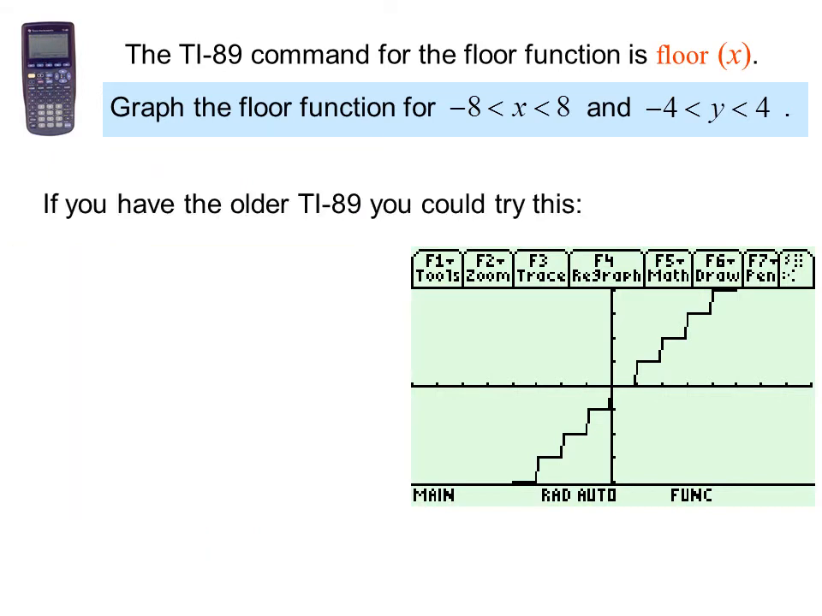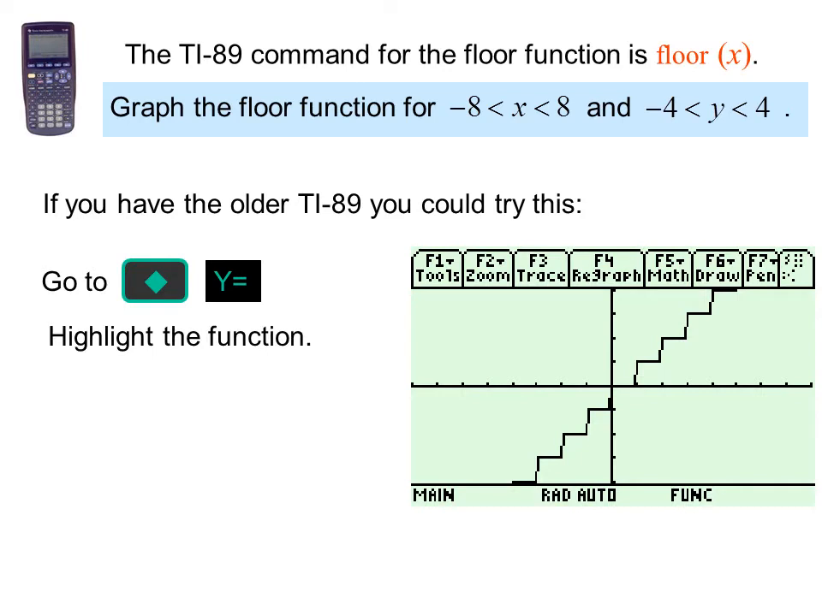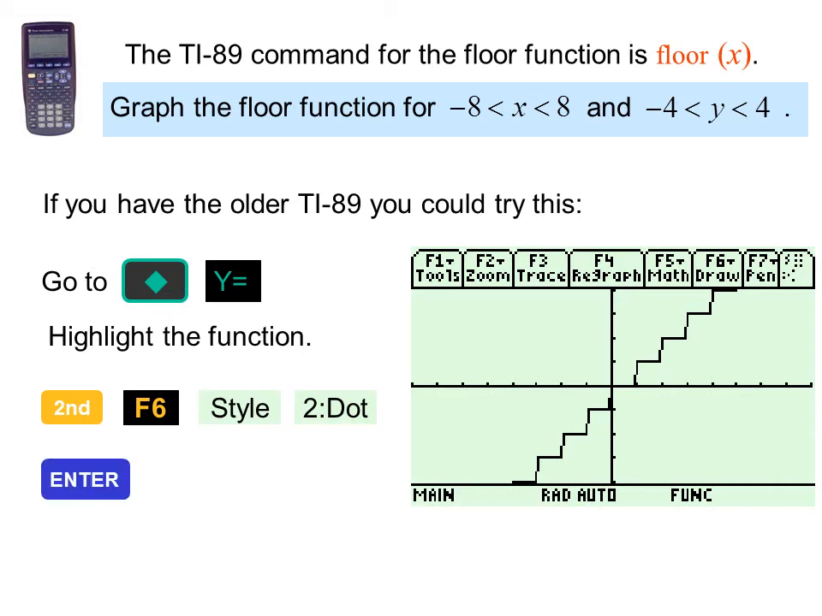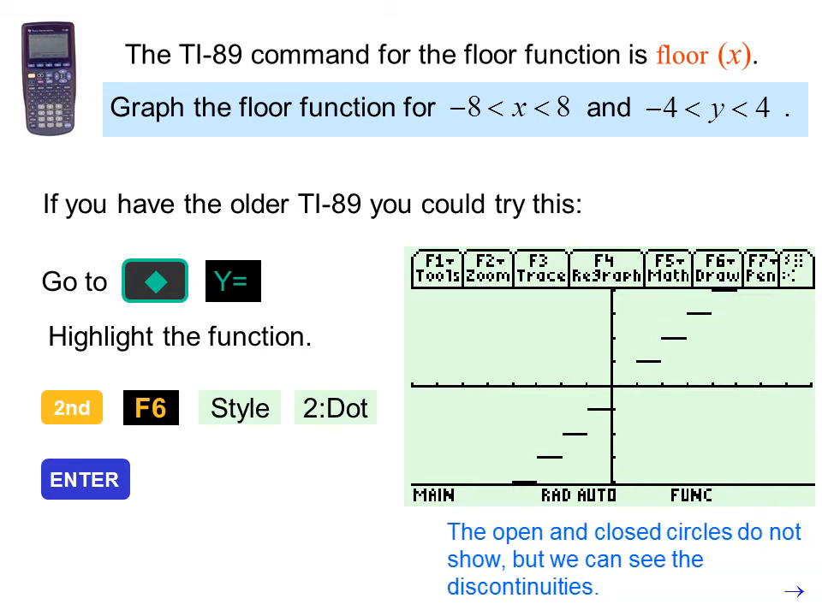If you have the older TI-89, you could try this. Go to diamond y equals, highlight the function, press second, F6, style, dot, and then enter. Then we press diamond graph, and the calculator plots individual pixels without connecting the dots. The open and closed circles do not show, but we can see the discontinuities at least.